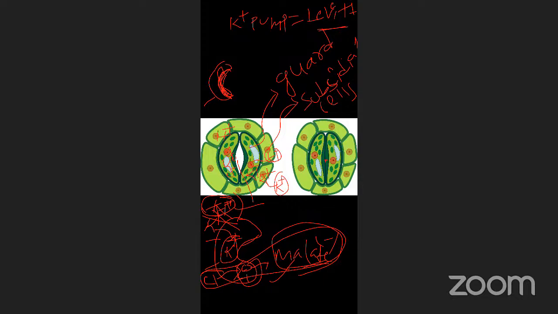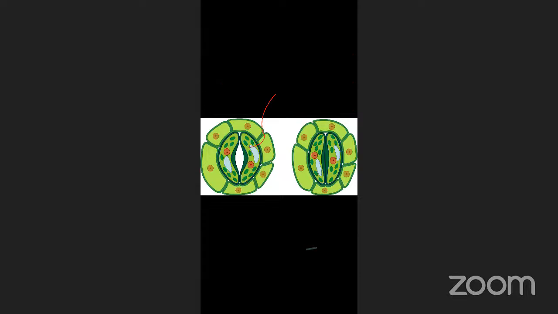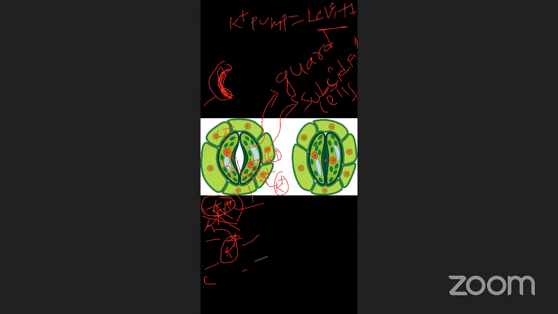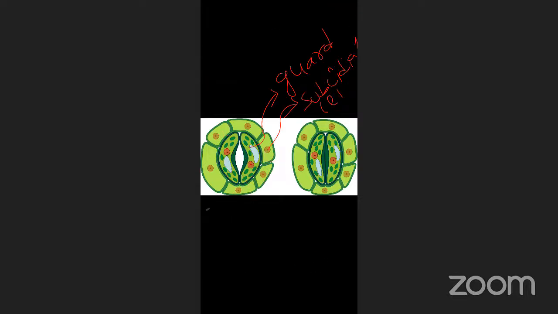Right. With water movement into the guard cell, turgidity is created in the guard cell. That means due to the water flow, both guard cells automatically open. Due to the turgor pressure, the stomata open. Is it clear? Any doubt in this? First mechanism, stomata open.